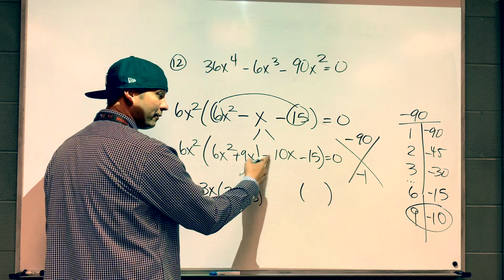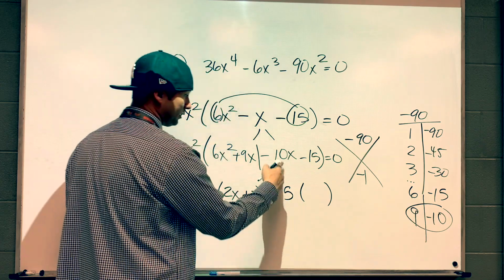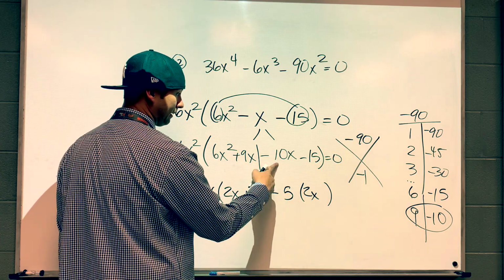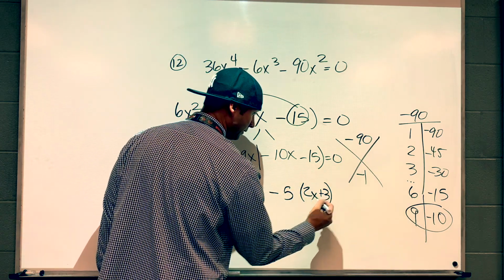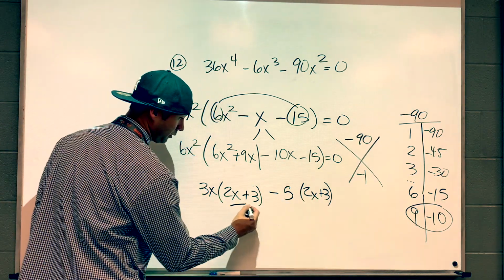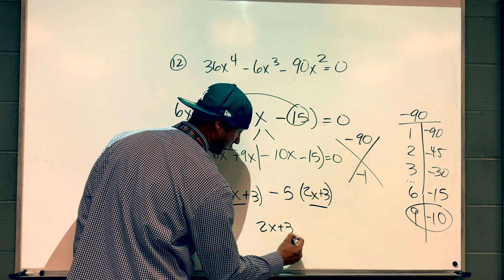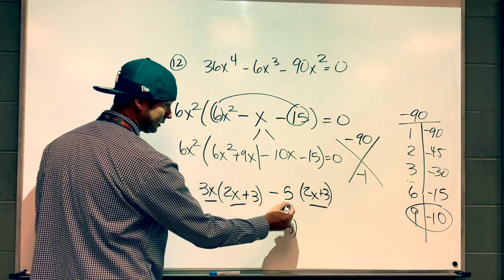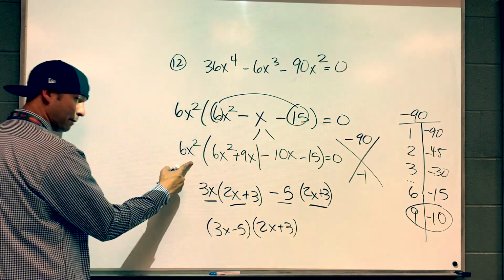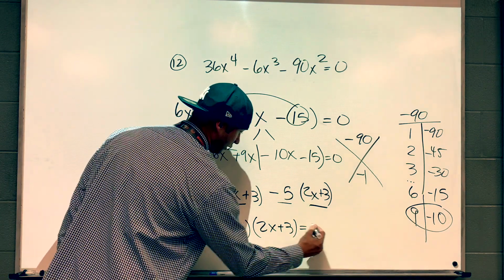So this is negative. I've got to factor out a negative 5. So that's going to be a 2x. Negative 5 times 2, negative 10, and negative 5 times 3. Right, they match. So because the parentheses match, one of my terms is 2x plus 3. The leftover pieces are the other factor, 3x minus 5. And then don't forget about the original term that we factored out. So all this is equal to 0.